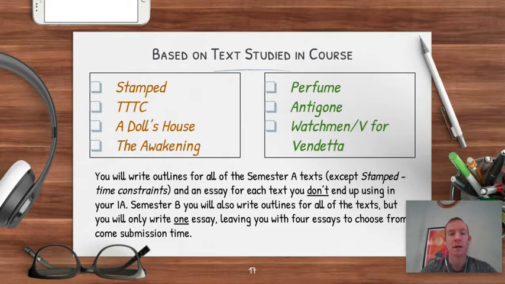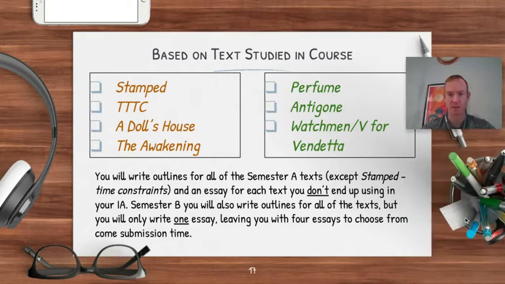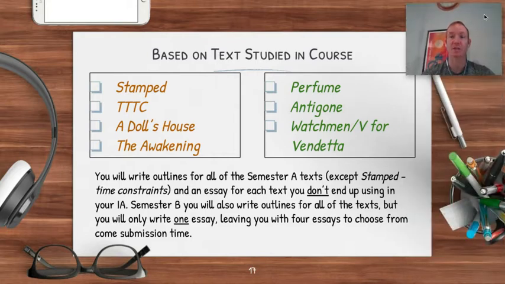Semester B, you'll also write outlines for all of the texts that we study, but you're only going to write 1 essay. That'll leave you with 4 choices at the end of the year to choose from as far as which essay you want to put forward as your submission to IB.